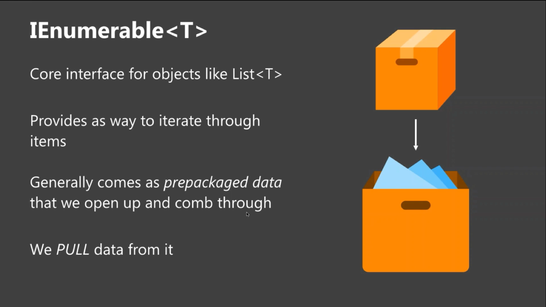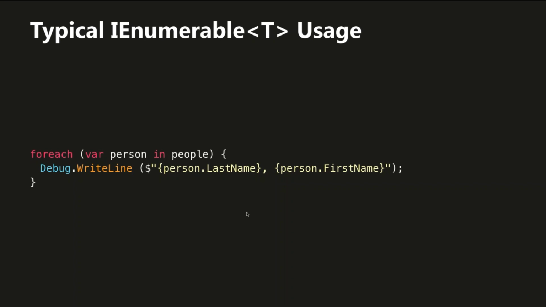You go and query for some data, or you go and retrieve some data, and IEnumerable gives it back to you as a package. Then it's your job to open up that package and pull data out of it. So if you go and query an API, that API will deliver this data back to you. Then we're going to enumerate through those items, and on a piece-by-piece basis, we're going to pull data out of there. A typical IEnumerable usage might look something like this, like a foreach, right?